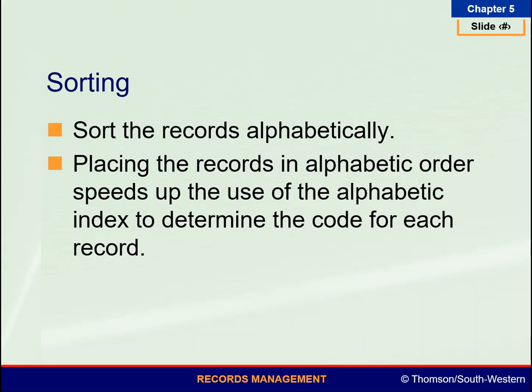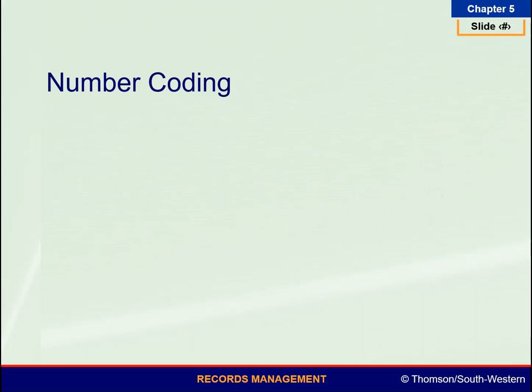Sorting. Again, you need to sort the records alphabetically. You need to place the records in alphabetic order, which speeds up the use of the alphabetic index to determine the code for each record. We can see this in the alphabetic index, one of the components of consecutive numbering.